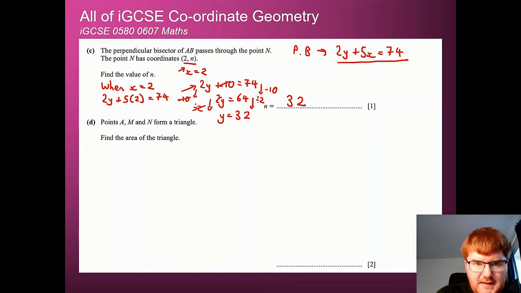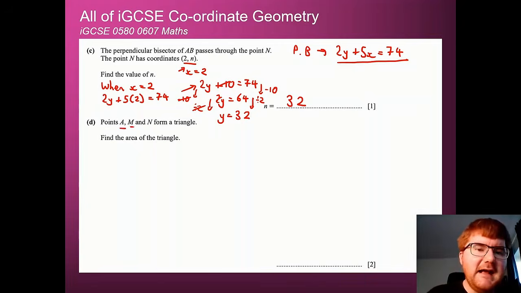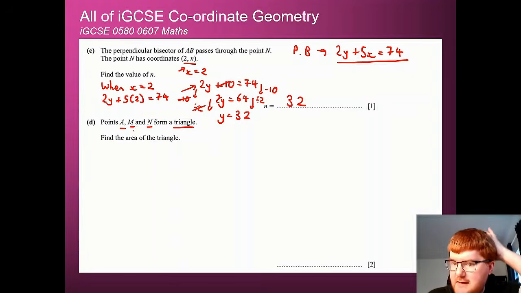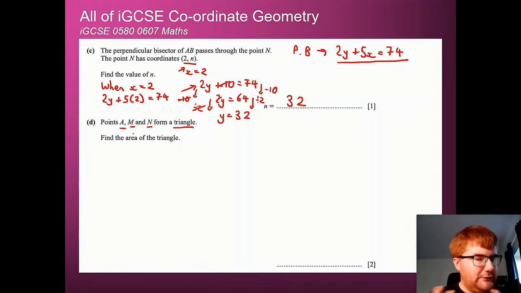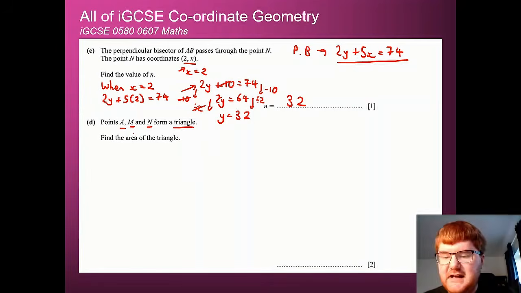Right, so now we've got, again, a slightly different question. They do this often on paper 4s. You know, the first part, A, B, C, will be quite straightforward, but then D will be a little twist on what you've seen on the course. And points A, M, and N form a triangle, and you need to work out the area of the triangle. Whenever you get a problem like this, and you're not sure where to start with it, draw a diagram. Doesn't have to be to scale in the slightest.